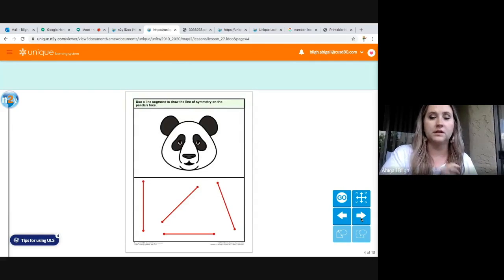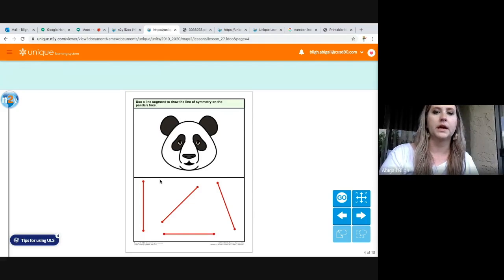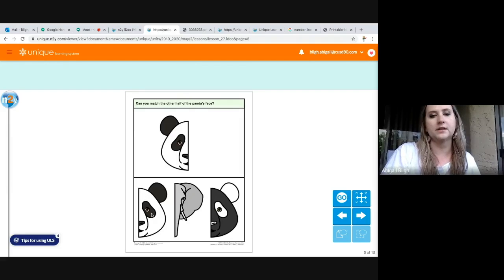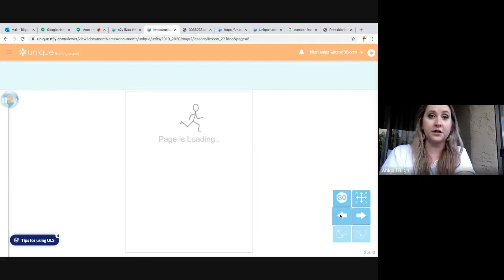Okay, the first thing I'm going to go over is the Symmetry paper. There are two versions. Some of you have the version where you have some lines on the bottom and you are drawing the line of symmetry on the animal's face. And some of you have a paper where you're finding the correct other half of the face to put on the animal. I'm going to go over both versions for each animal.